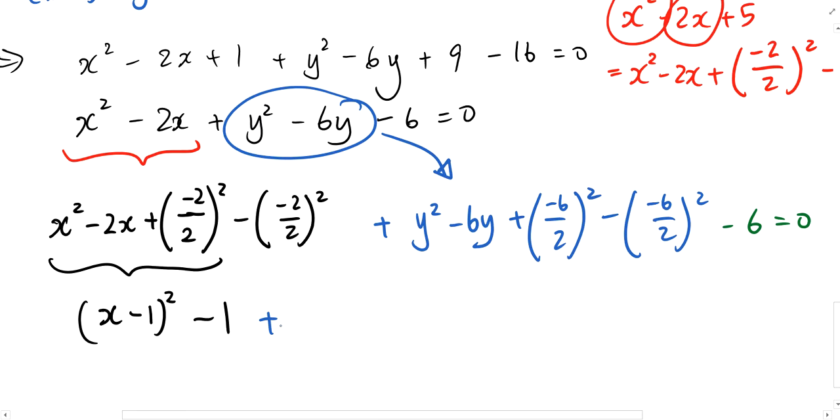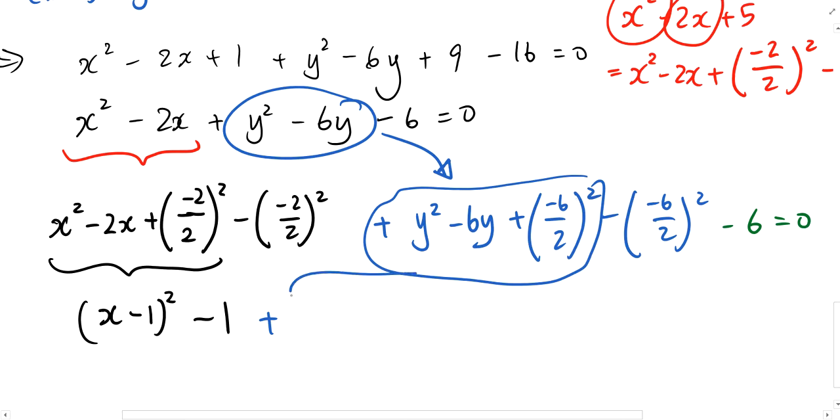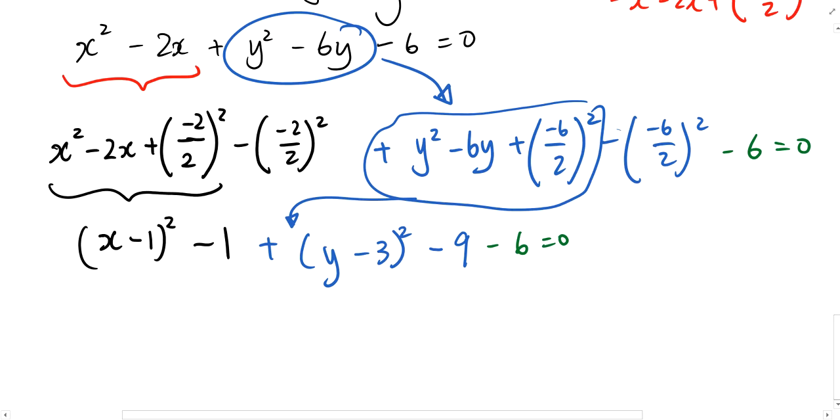Plus y squared minus 6y: y minus 3 squared, then minus, this is a minus over here. Negative 6 divided by 2 is negative 3. Square, you get 9. So minus 9. Then you still need to minus 6. Alright? Continue. We get x minus 1 squared plus y minus 3 squared. Negative 1, negative 9, negative 10, equals 16.